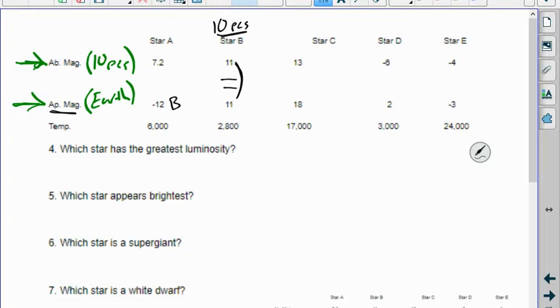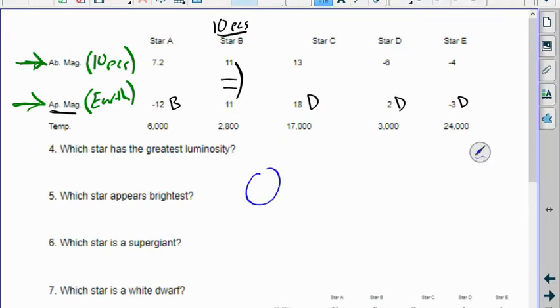In this one, an 18 is dimmer than 13. A 2 is dimmer than a negative 6. And a negative 3 is dimmer than a negative 4. Okay? So when you do your negatives, be careful. Just think about a negative 4 is actually a smaller number than a negative 3. So I only have one star that is closer than 10 parsecs. So getting it started is going to be pretty easy.